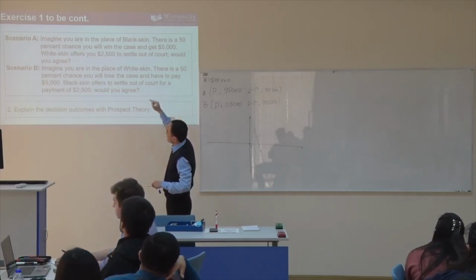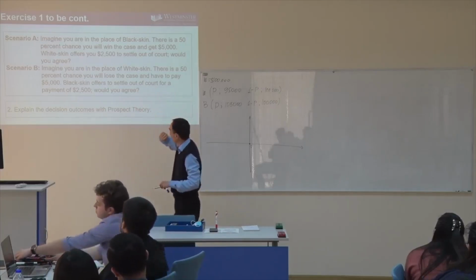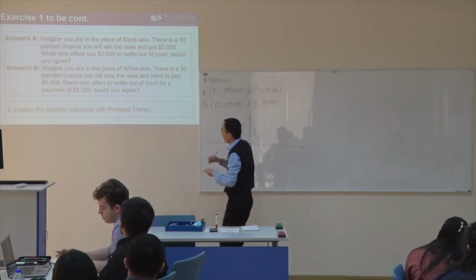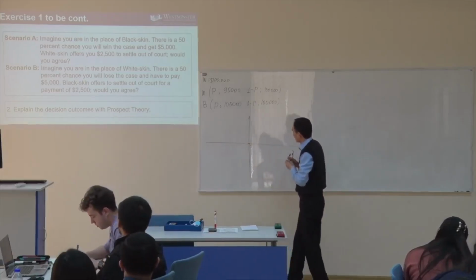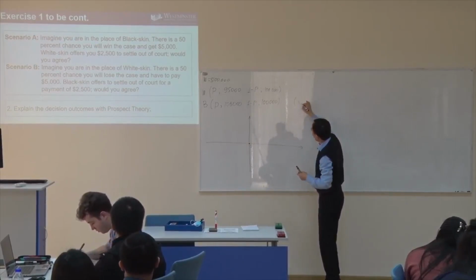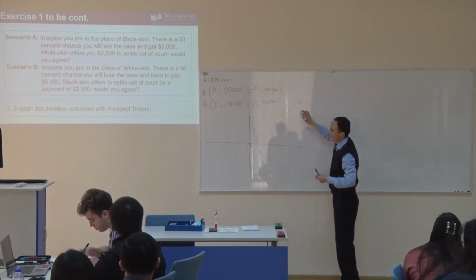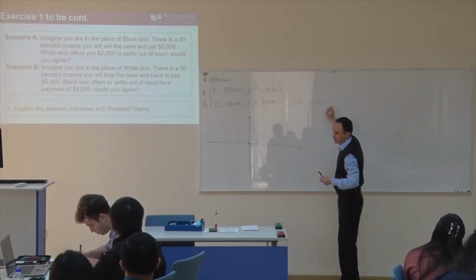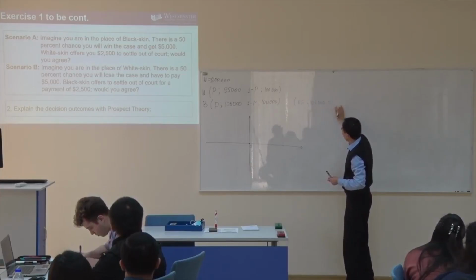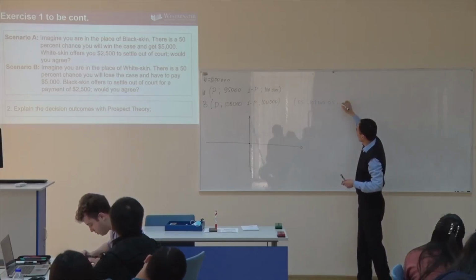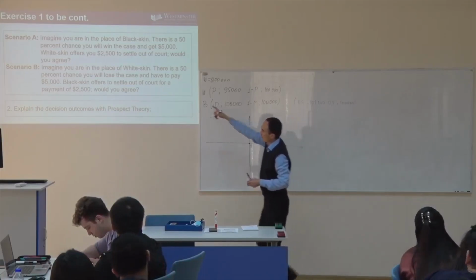There is a 50% chance that you will win the case and get $5,000. If you write the prospect for black lady, it shows that there is 50% probability that she will win the case and her wealth is going to be 105,000. And we are saying that there is another 50% probability that she is going to lose the case and her wealth is going to be 100,000. We are considering this case, okay? And here is the question.